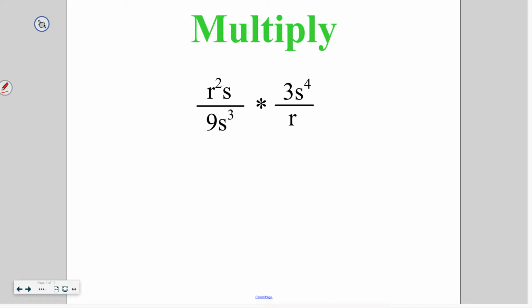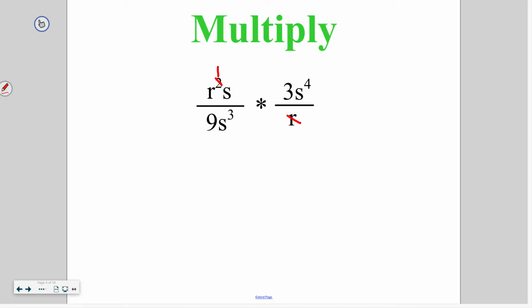So the first thing I'm going to look at is cross-canceling. Looking at these two diagonal from each other, I have two r's up top and one r on the bottom. So I can cancel that r out and make it go away, and I can cancel out one of those two r's, so there's only an r left. There are no s's to cancel out here, so that's going to stay put.